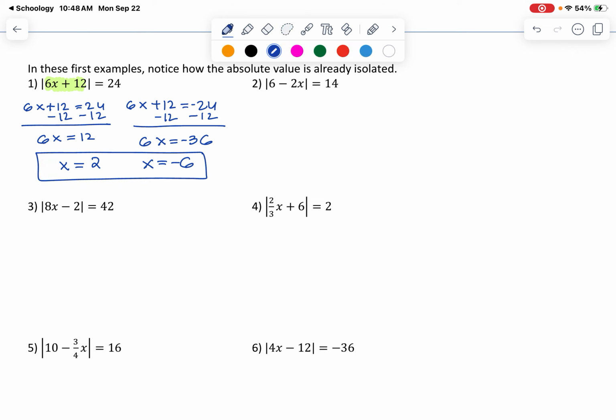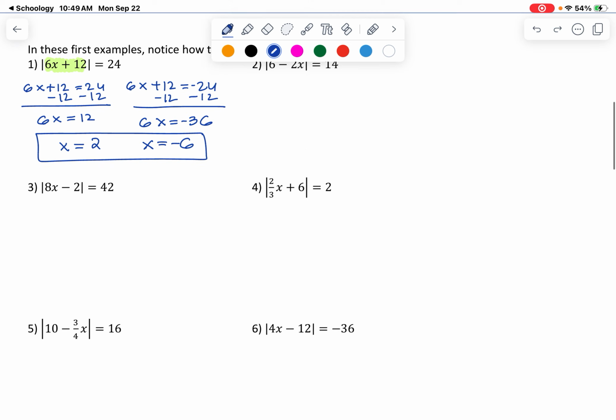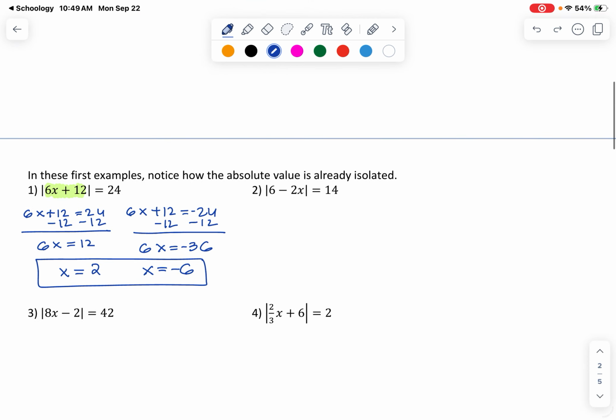Now, the only time that you are going to get one solution is if the absolute value is set equal to 0, because you can't set an equation equal to positive and negative 0, because 0 is neither positive nor negative. How are we going to have no solutions? You'll see that in problem number 6, and we'll talk about it when we get there.